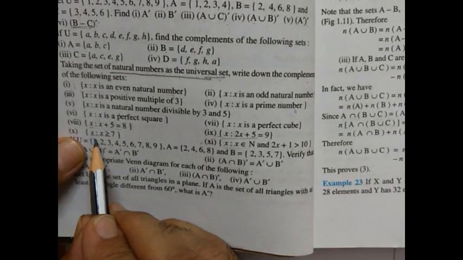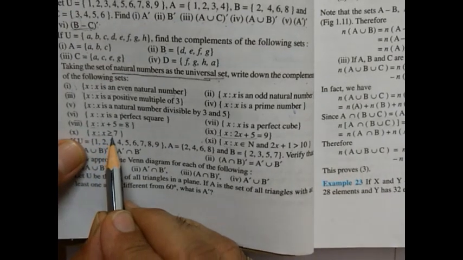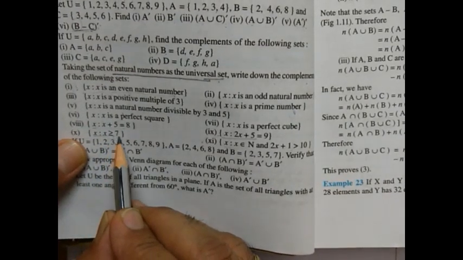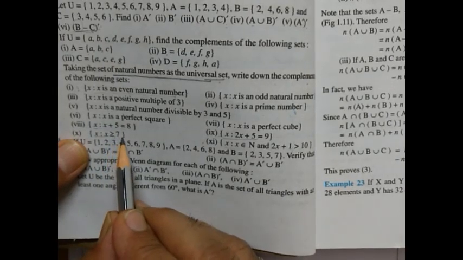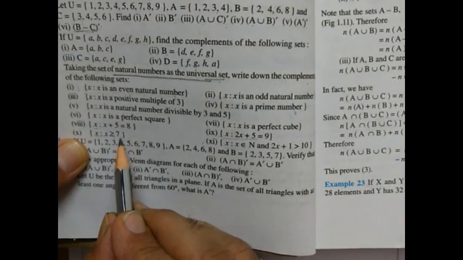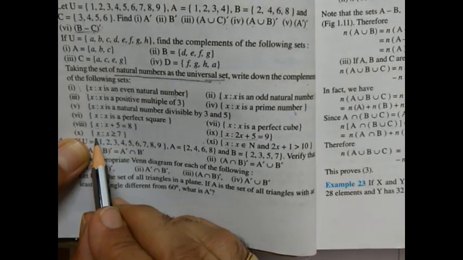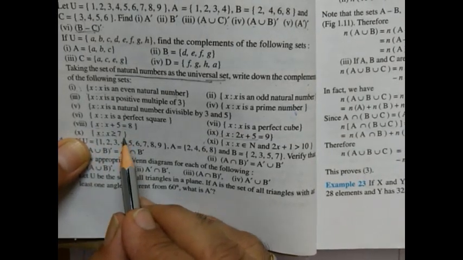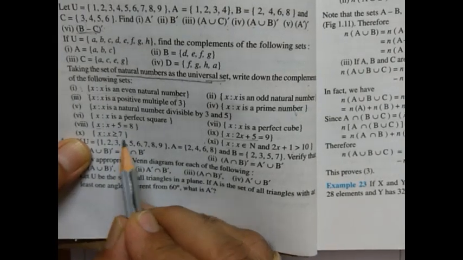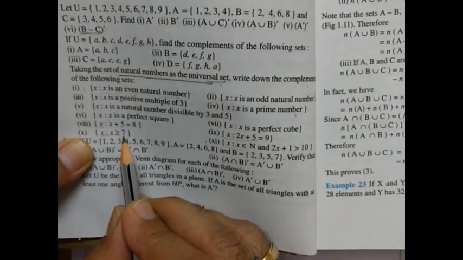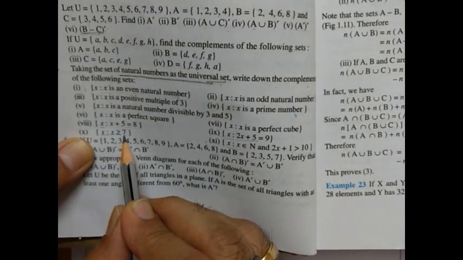If it says X is such that X is greater than or equal to 7, its set will be what? All numbers greater than or equal to 7, isn't it? So the complement of that will become what? It will be from 1 to 6. I hope this thing is clear.